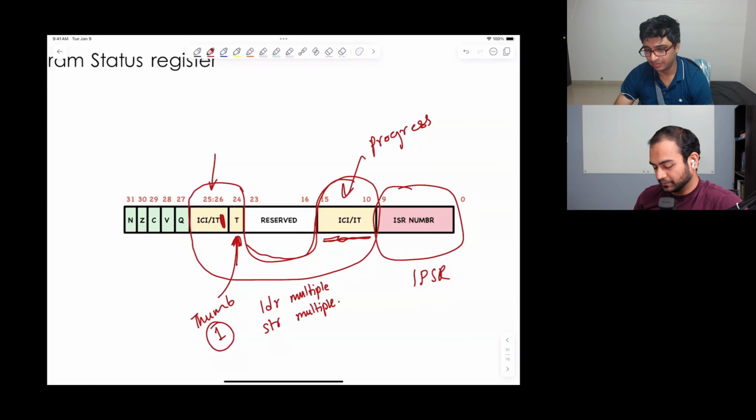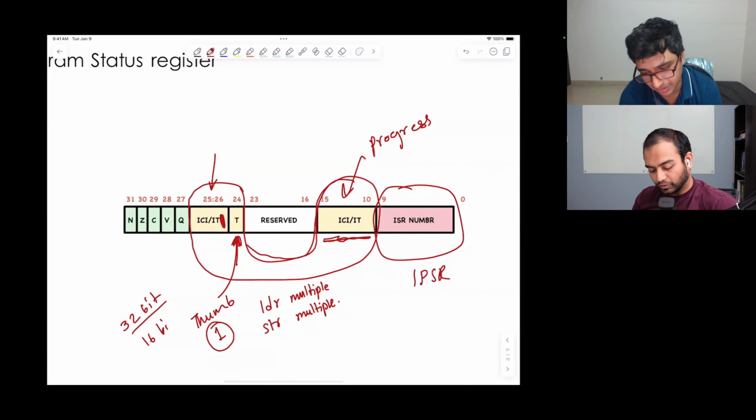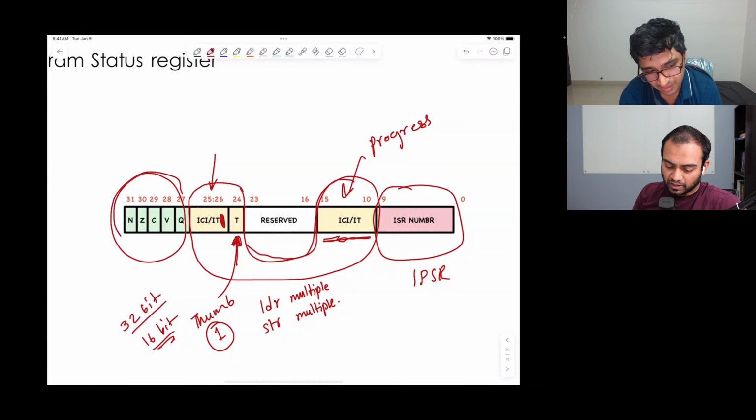We don't have to control it. That's the point of thumb 2. And this is depending on whether it is executing a 32-bit instruction or a 16-bit one. Okay, perfect. And then these were the APSR bits.